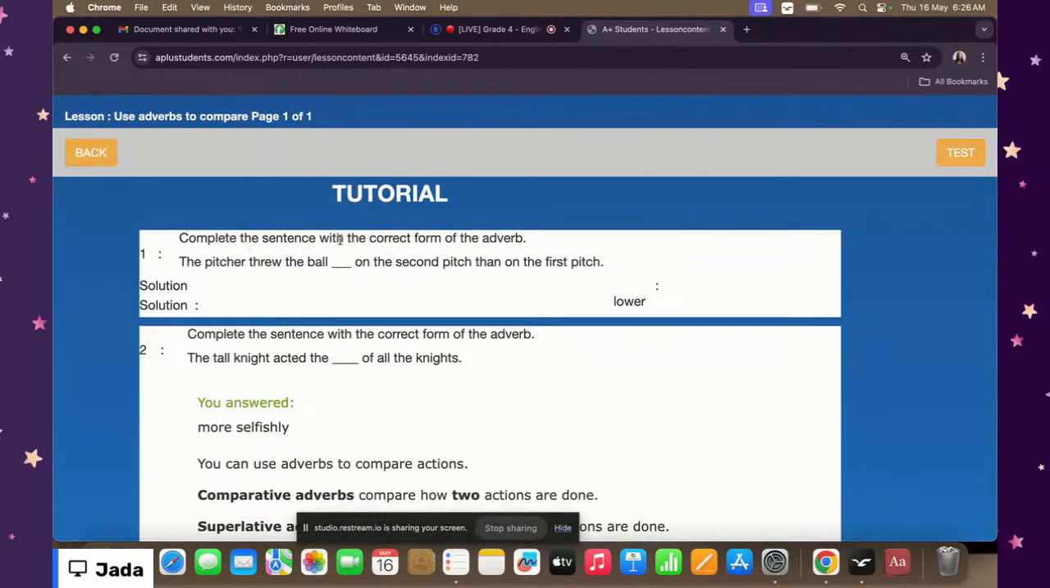Now complete the sentence with the correct form of the adverb. So you could have a question like this, and it would say, complete the sentence with the correct form of the adverb. The pitcher threw the ball dash on the second pitch than on the first pitch. So you would have the option, and this one, the pitcher threw the ball lower, and once you have lower, that is comparative. Okay.